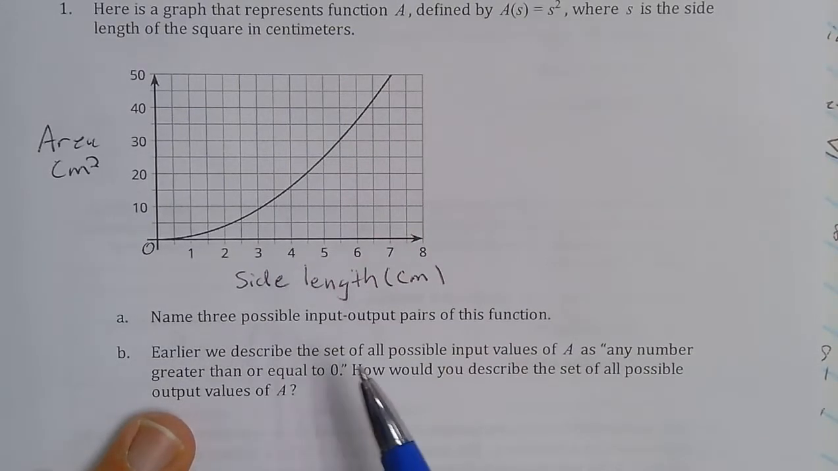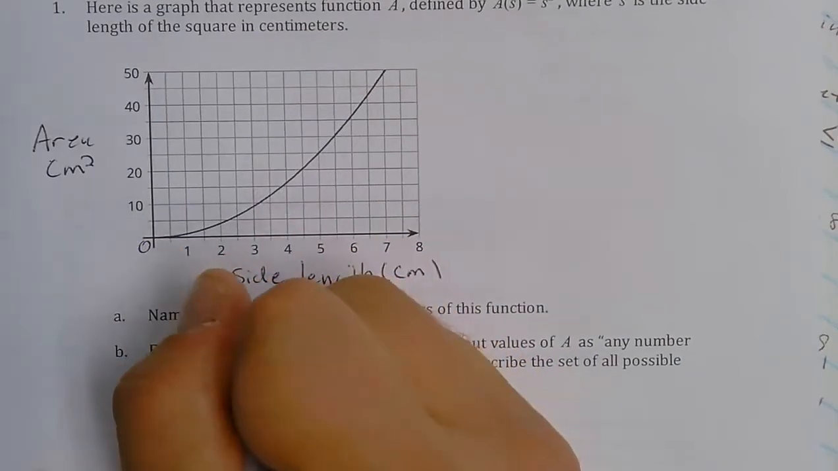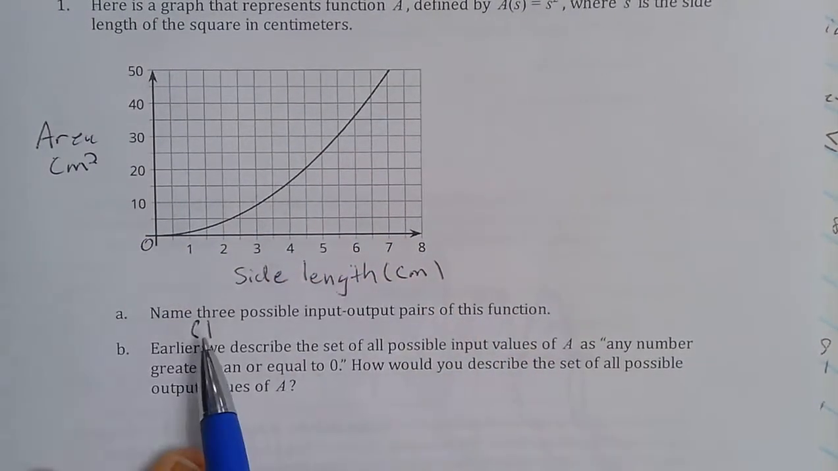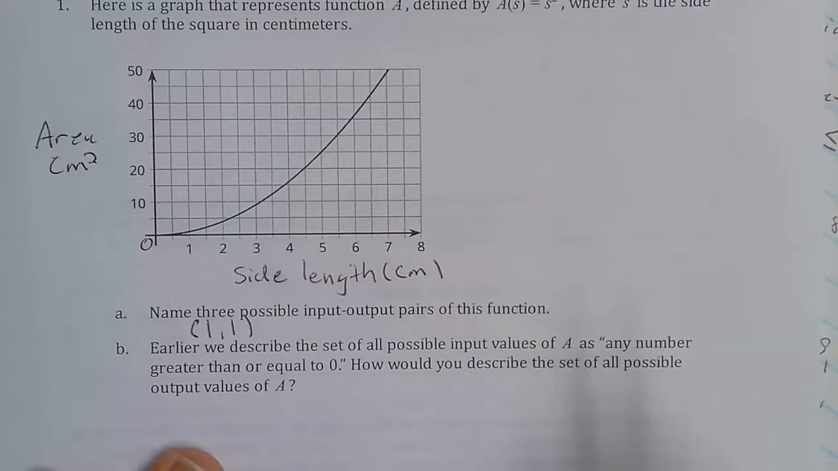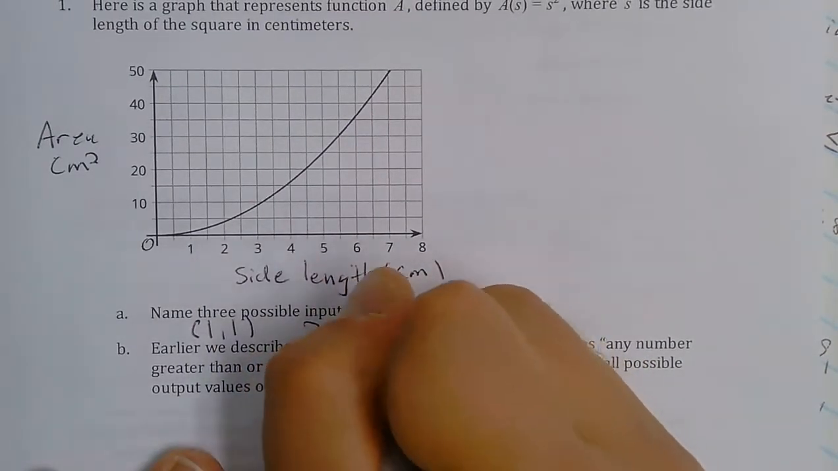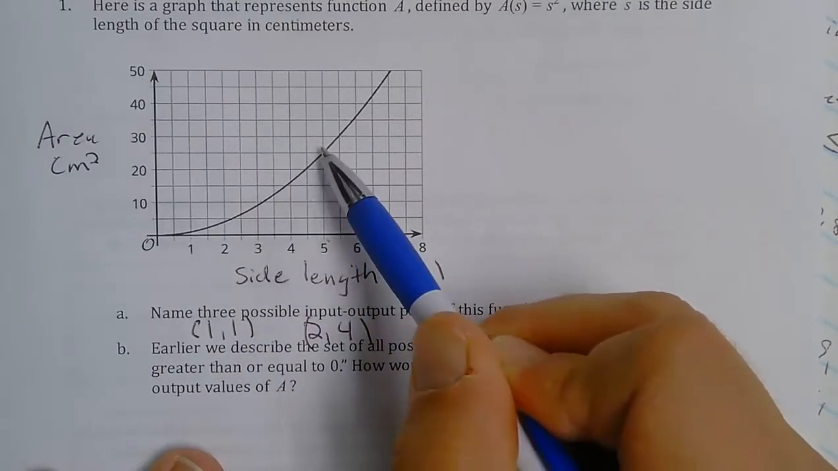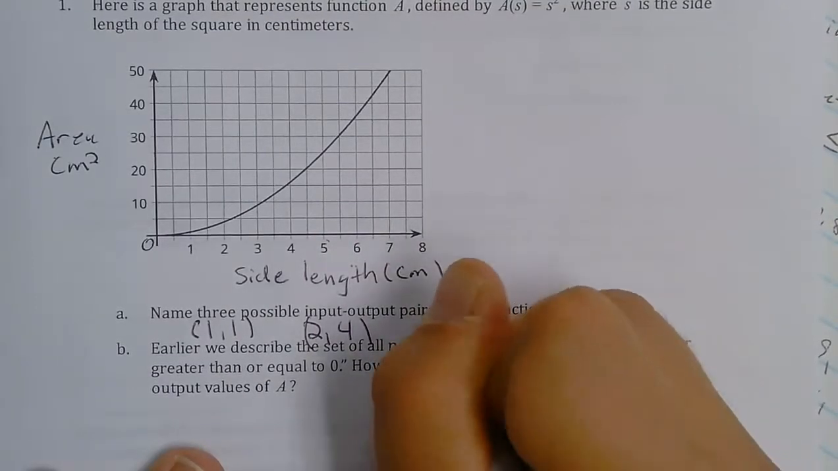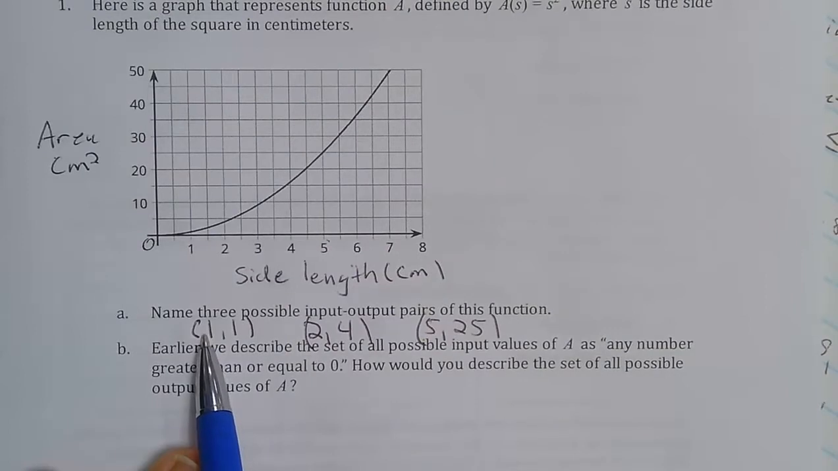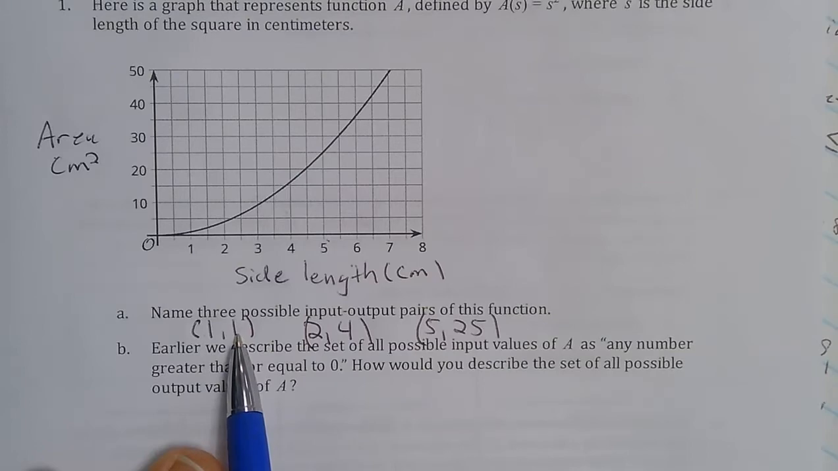So to name three possible input-output pairs, if I inputted 1 for the side length, 1 times 1 would give me an output of 1. And I'm going to pick whole numbers. So if I inputted 2, 2 squared or 2 times 2 is 4. And then I'm also going to say, let's do 5. So 5 squared is 25. So again, our input number is the side length and our output number is the area.